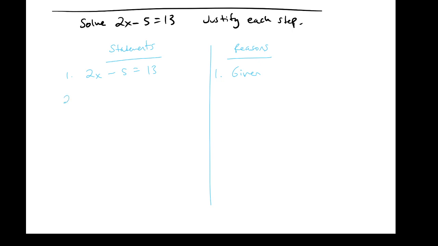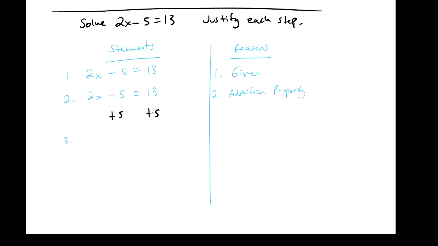Next, our next step algebraically would be for us to add 5 to both sides. So let's do that. Add 5 plus 5. Now think about what property that was. That was the addition property, when we add the same thing to both sides.